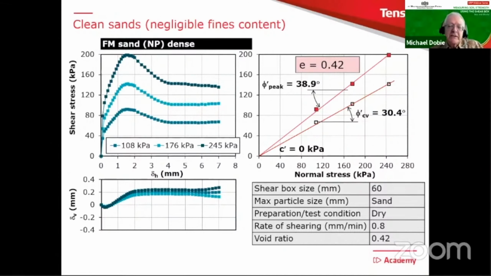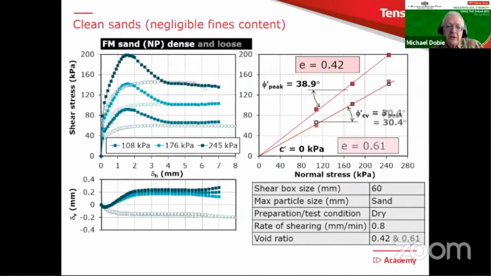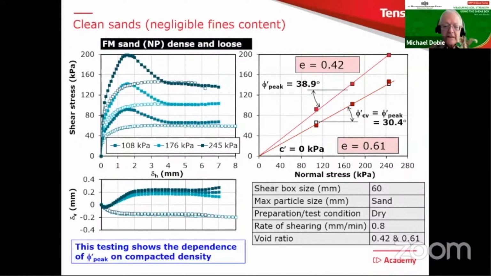What was interesting in this case is that the same sand was tested in a loose condition, which is the open dots. So first of all, you'll see there's no dilation. The vertical displacement is only downwards, so the soil is becoming compacted as you shear it. And there's absolutely no sign of a peak, but all the results end up at roughly the same constant volume condition. And I think what's so nice about this test result, it shows you so clearly the dependence of phi peak on the compacted density.